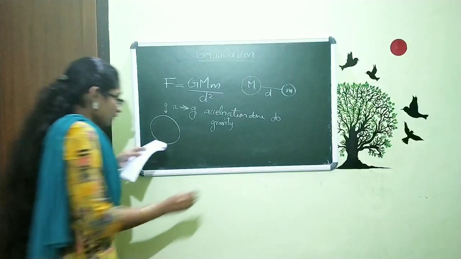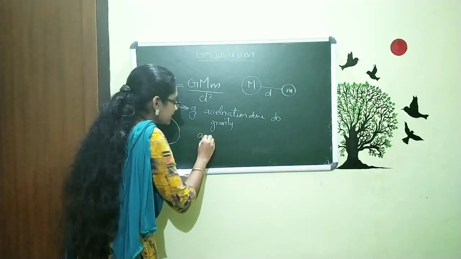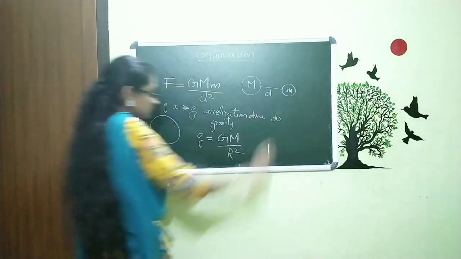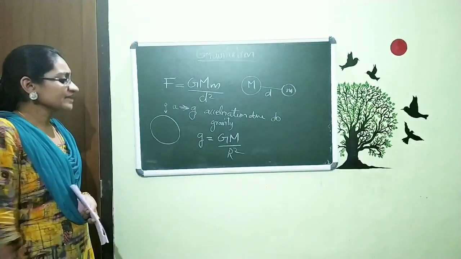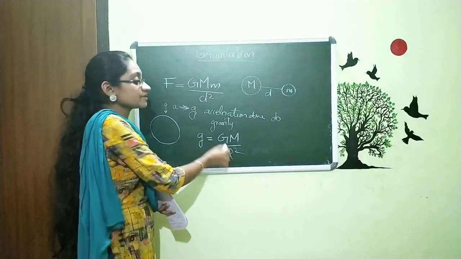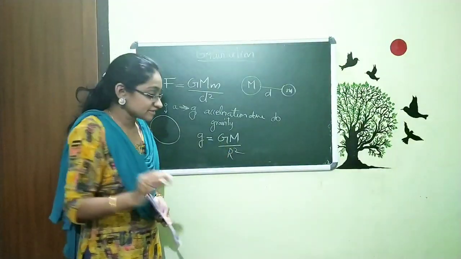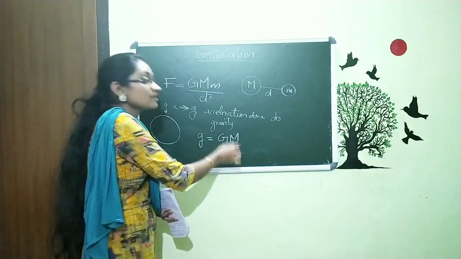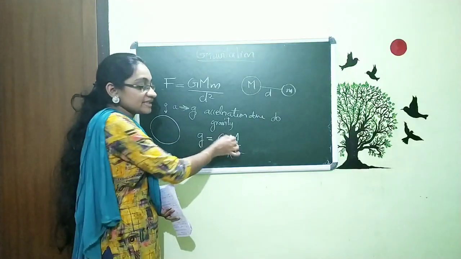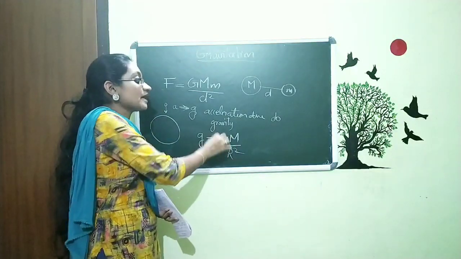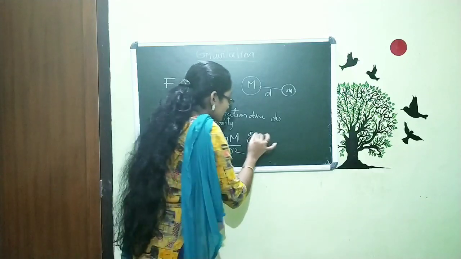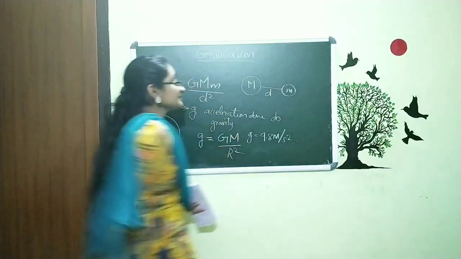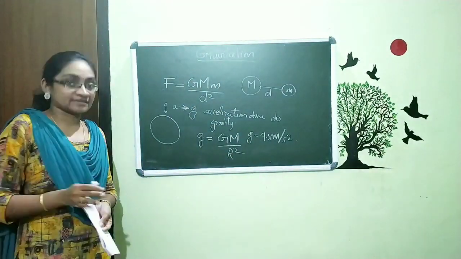And then we said how we found the value of g. g is equal to GM by r square. Here, G is the universal gravitational constant, M is the mass of the earth, and r is the radius of the earth. That means these three are constant, and when we give values to these, we get g equal to 9.8 meter per second square. These are the things we discussed in the last class.